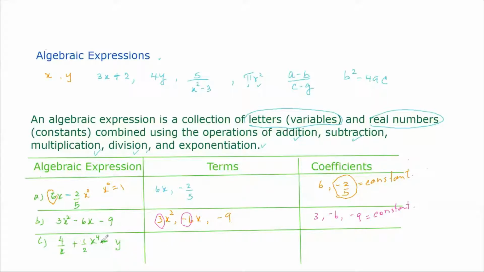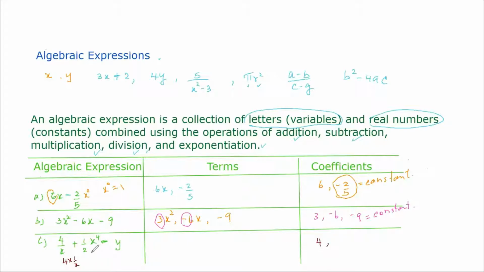Okay, example 3: 4 over x. You see 4 over x here, we can break it down as 4 times 1 over x. So we can see the coefficient here is 4, so you can write down the coefficient is 4 here.